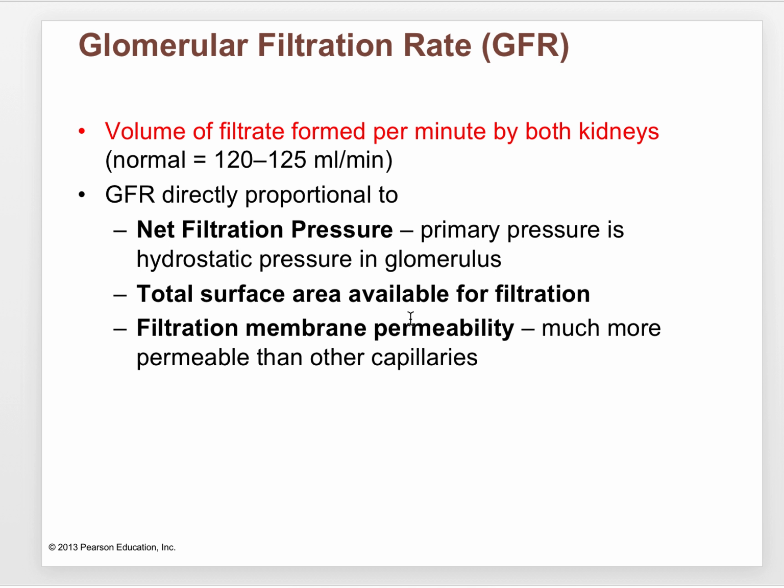The glomerular filtration rate is the volume of filtrate, and filtrate is basically what comes out of the blood supply when it's filtered through the kidney. That's the water plus the ions and the proteins and the antibodies. Everything that's filtered out of the blood into this solution is called a filtrate. The volume of filtrate formed per minute by both kidneys is called the glomerular filtration rate. It's proportional to the net filtration rate, to the total surface area available for filtration, and to the filtration membrane permeability.